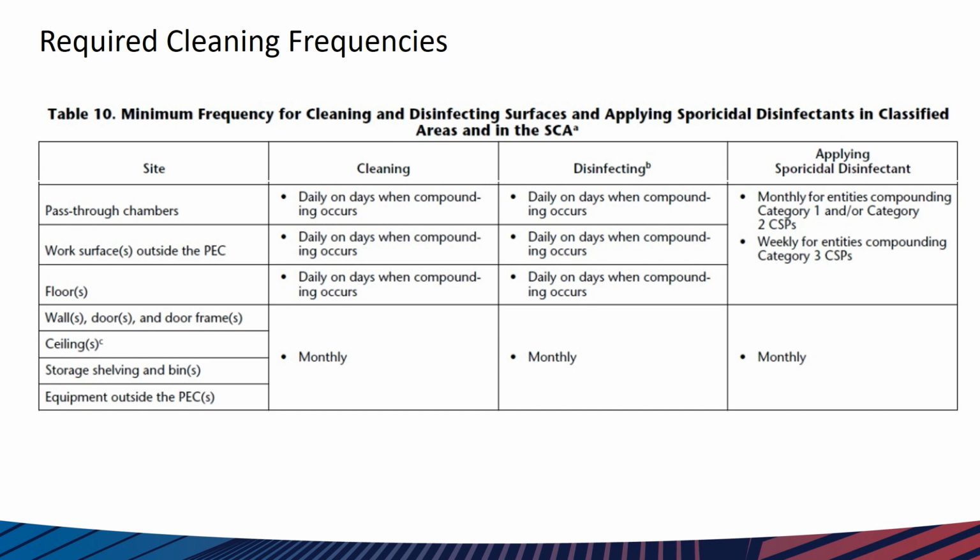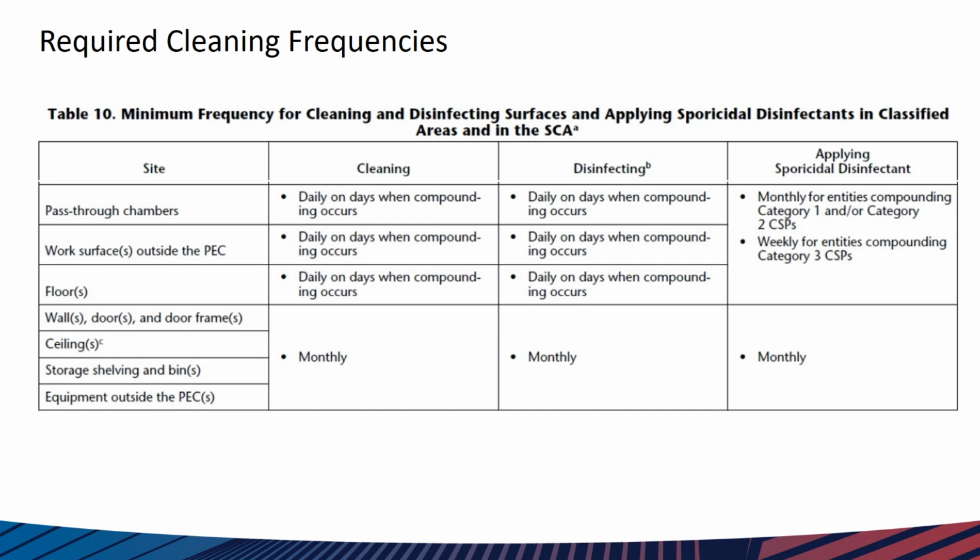And then monthly, we need to clean our walls, our doors, our ceilings, storage shelves, and any of that equipment that we've got located outside of the PEC. For the application of a sporicidal disinfectant, for these first 3 rows, the pass-throughs, our work surfaces, and our floors, if we're doing category 3 compounding, we must use a sporicidal at least weekly. If we're doing category 1 and 2 compounding, we must apply a sporicide at least monthly. And then for our walls, ceilings, storage shelves, and bins, and any of that equipment outside of the PEC, that's got to have a sporicide applied at least monthly.